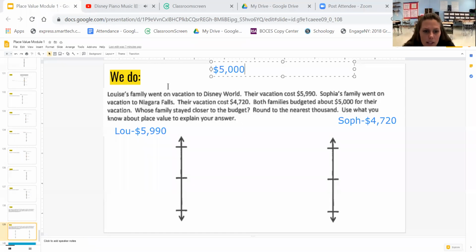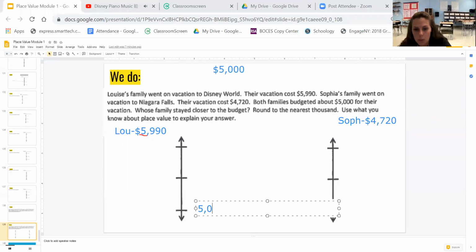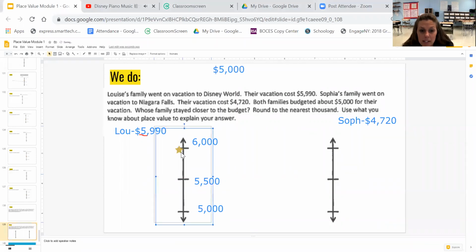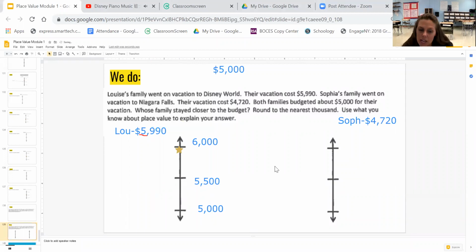So we would underline, and this for Louis would be down here, would be 5,000. Above would be 6,000. Our midpoint, which is halfway between. And then we can label where it would be. 5,500, 5,600, 5,700, 5,800, 5,990. It's pretty close up there. Maybe not that close, but it's pretty darn close, right? Okay, so there's Lou's.